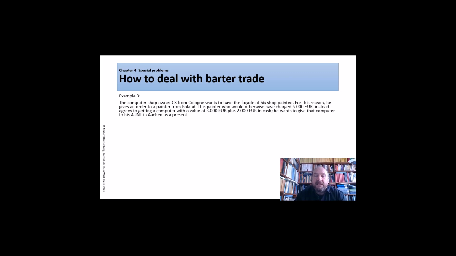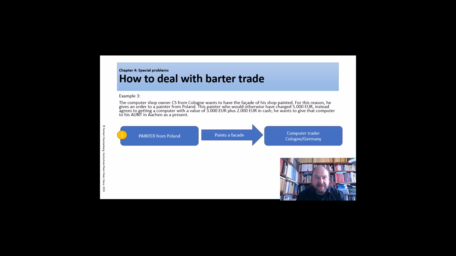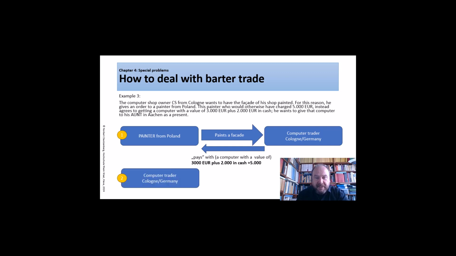So we have a painter from Poland, and he paints a facade that is for the computer trader in Cologne. And he gets paid 3,000 in kind plus 2,000 in cash, so he in total gets 5,000. Number 2, we have the computer trader. He sells a computer to the painter from Poland, and he gets paid by a price reduction of 3,000. Instead of 5,000, he only has to pay 2,000 in cash, so 3,000 is the price reduction. That is what our computer trader gets for selling the computer.